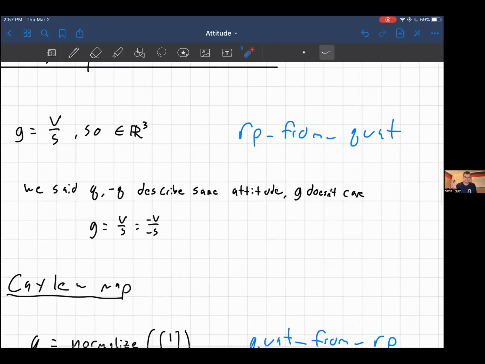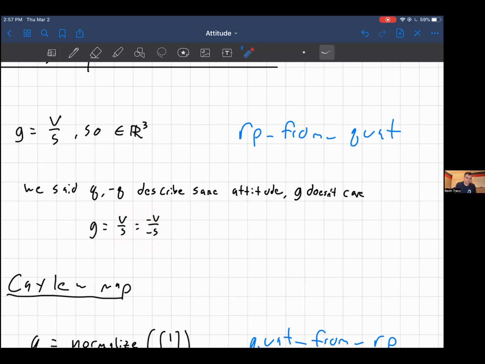And then we mentioned before that Q and negative Q both describe the same attitude. The cool thing is that G, the Rodrigues parameter, doesn't care about this, right? If I do V over S or negative V over negative S, it ends up giving us the same G.